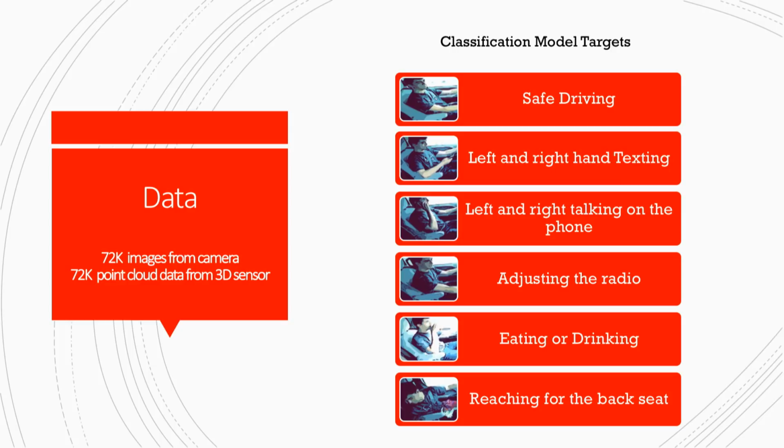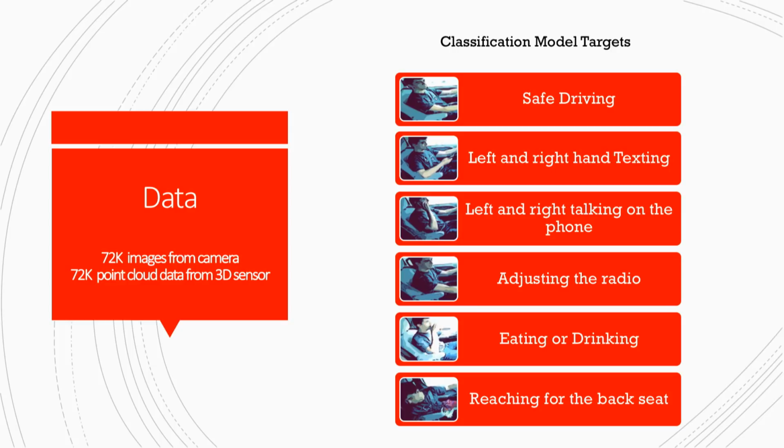So I mentioned I'll be talking about the targets that we defined earlier. We had about 72,000 images from the 3D sensor as well as the 2D web camera. And the classification targets that we defined was 8 targets. I know you see 6 here, but the left and right were 2 different targets. I just clubbed them together.